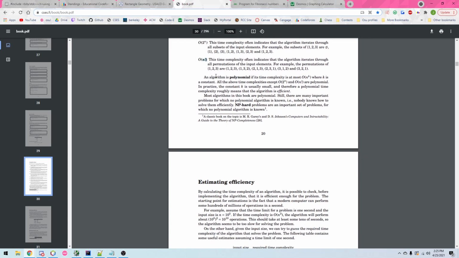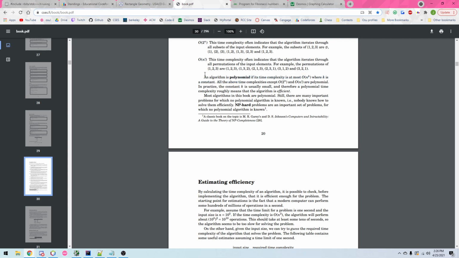N factorial, pretty much never used, but it has to do with permutations, or generating every single permutation of a set. Because n factorial scales really badly, I think you can only have an n factorial algorithm run if n is less than 10.